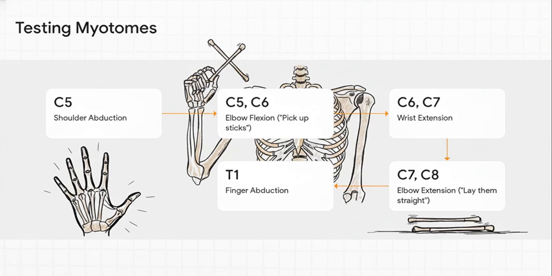You ready? C5, C6, pick up sticks. That covers shoulder abduction and elbow flexion. Then C7, C8, lay them straight. That's for your elbow and wrist extension. And don't forget T1. That's for finger abduction. You know, spreading the fingers apart.